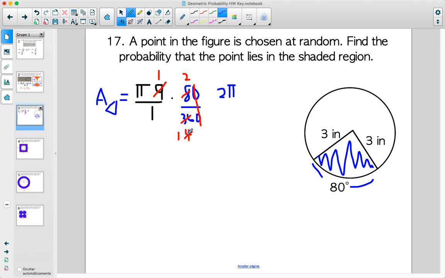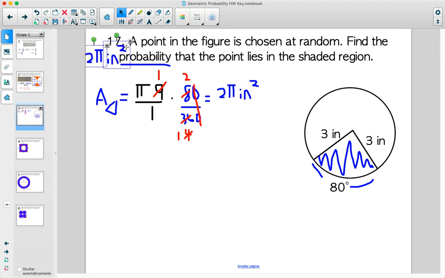1 times 1 times 1. So that's just going to be 2 pi over 1, which is just 2 pi. So here's the area of the sector, 2 pi inches squared. All right. And now since it's probability, we want to make sure that it's a fraction. So the numerator is going to be 2 pi, but we need to figure out what the denominator is.